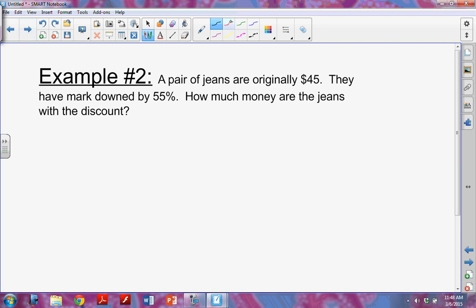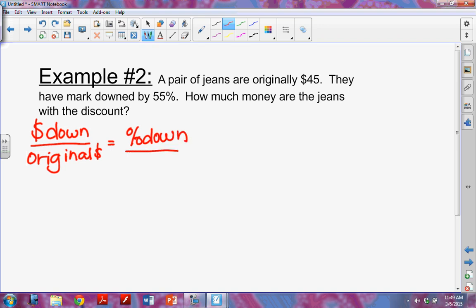So the first thing I'm going to do, I'm going to write, so it's going to be my money that it's marked down over the original price is equal to the percent that it is marked down by over 100%. So now let's read it again.